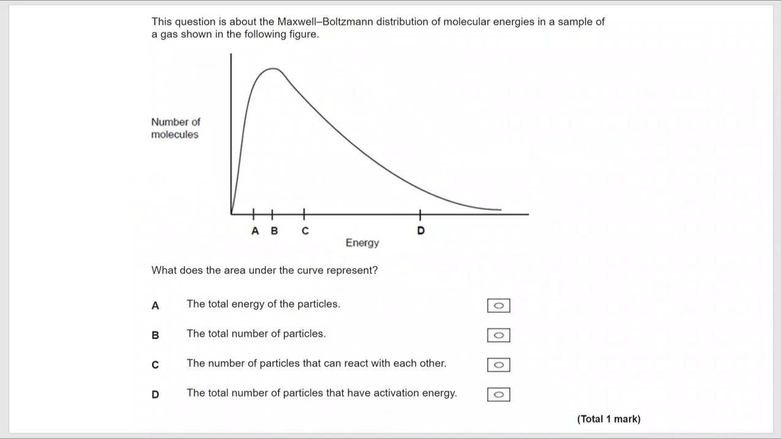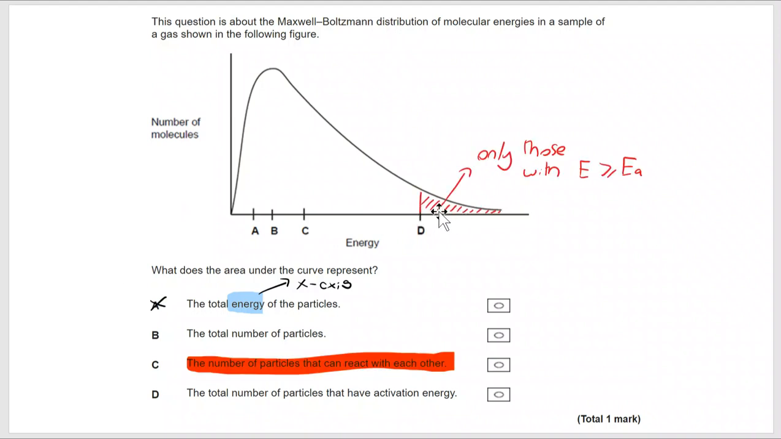And this is a relatively straightforward one. What does the area under the curve represent? Well, the total energy of the particles? No. The energy of each particle is determined by where it is on the x-axis. We've also then got number of particles that can react with each other?